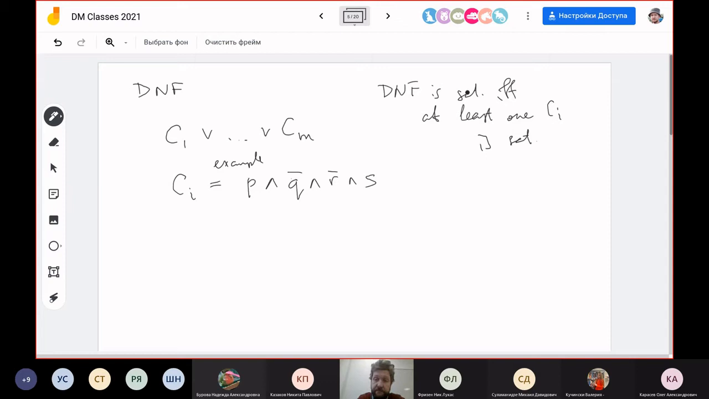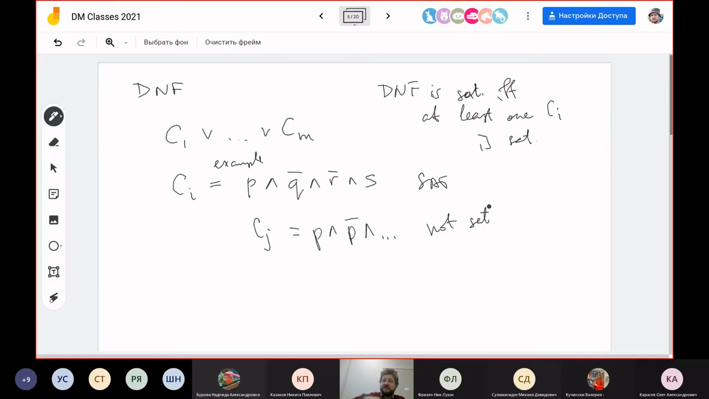And Ci is satisfiable if it is not contradictory. So this one is satisfiable. For example, if we have P and not P and something something, this is not satisfiable, because we have P and not P. If you don't have this in the clause, you are satisfiable. So the algorithm works easily, absolutely trivially.